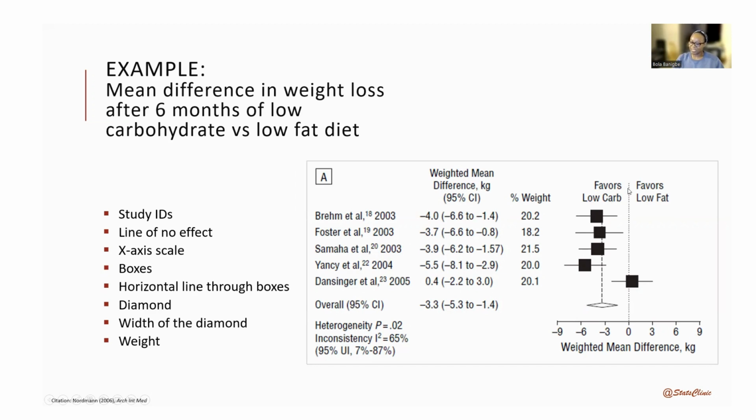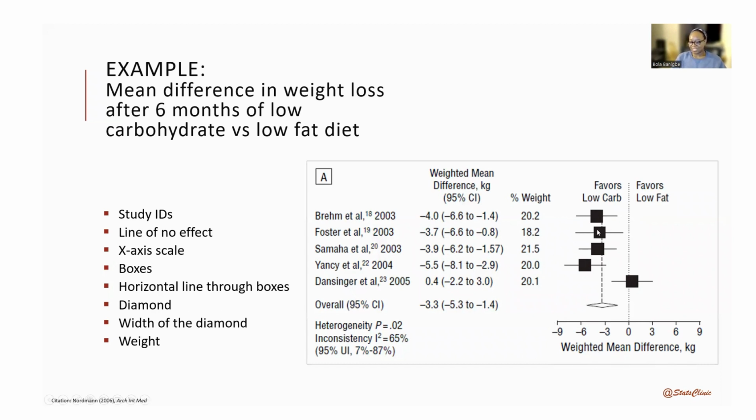Here in the middle, it's not a solid line this time, it's a dotted line, but you can see here in the middle at 0, the mean difference of 0, meaning no effect. Is this a line of no effect? If the weighted mean difference between the two groups is 0, then it just means that there's no difference between the groups, and so no effect. So you can see the line of no effect, and then you can see the x-axis scale, it just shows you the mean difference, the weighted mean difference, the range across all the studies.